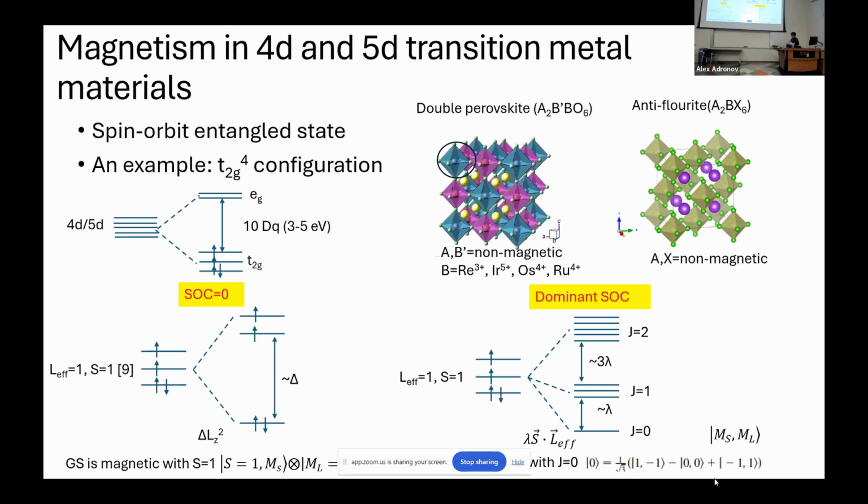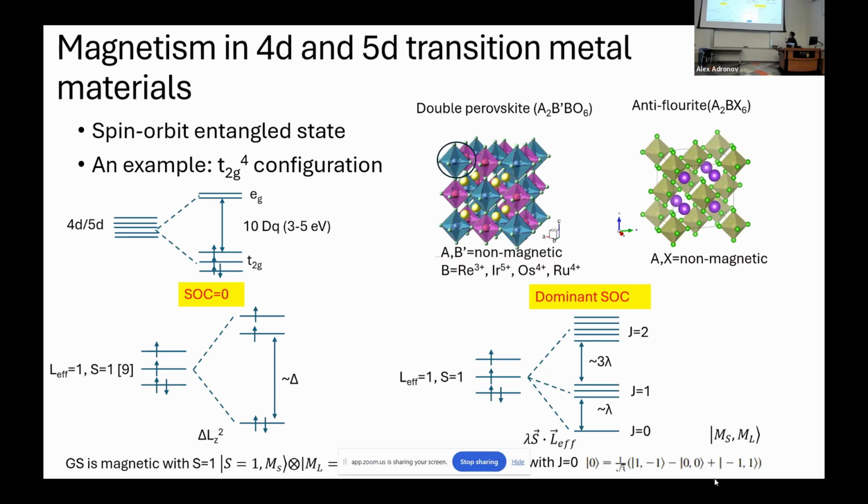The really unique thing about 4D and 5D systems in contrast to 3D is that the size of their spin-orbit coupling is very big. As a consequence, their atomic state is no longer just a direct product of spin and orbital, but rather a so-called spin-orbit entangled state. This I'm going to explain now.